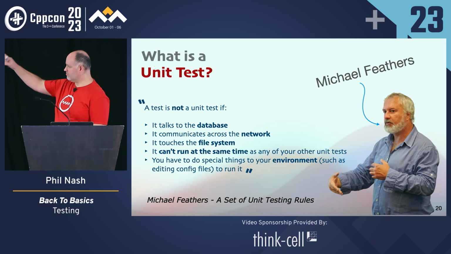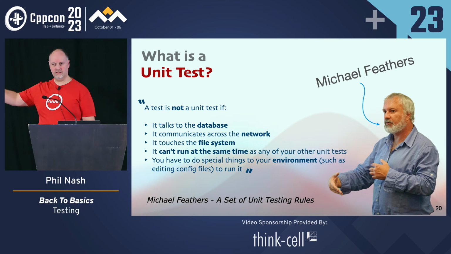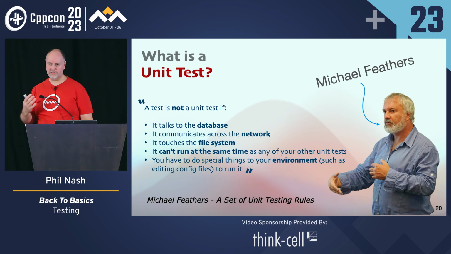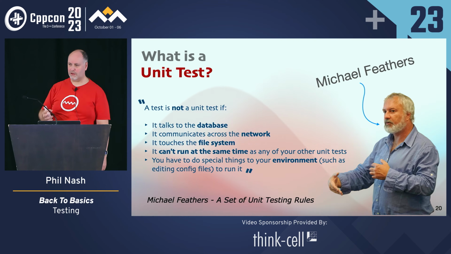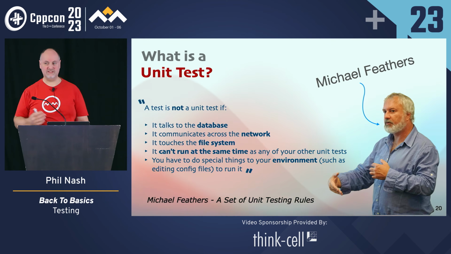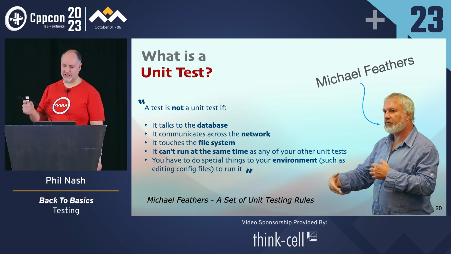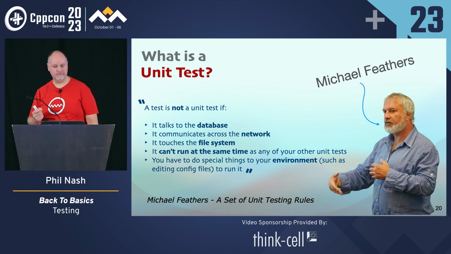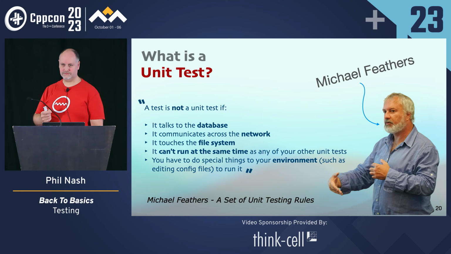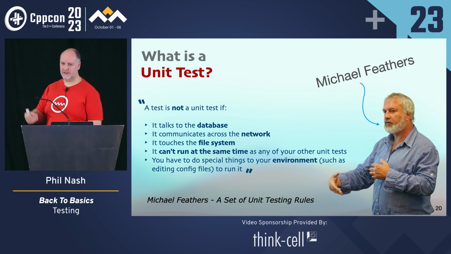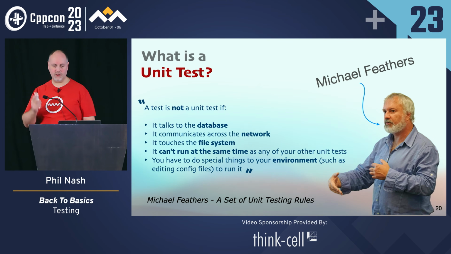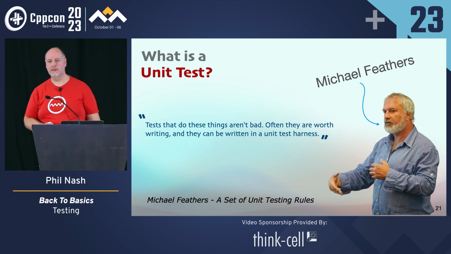Now, the interesting thing is all of those things that he says make it not a unit test are all things that will make our tests unreliable, unpredictable, and slow. So, by contrast, a unit test should be fast, reliable, and consistent. So really that's his unit testing rules. Now he goes on, says a bit more.